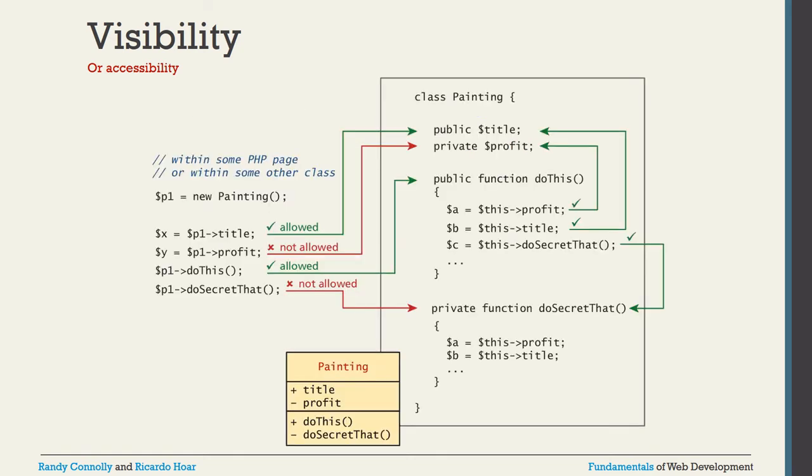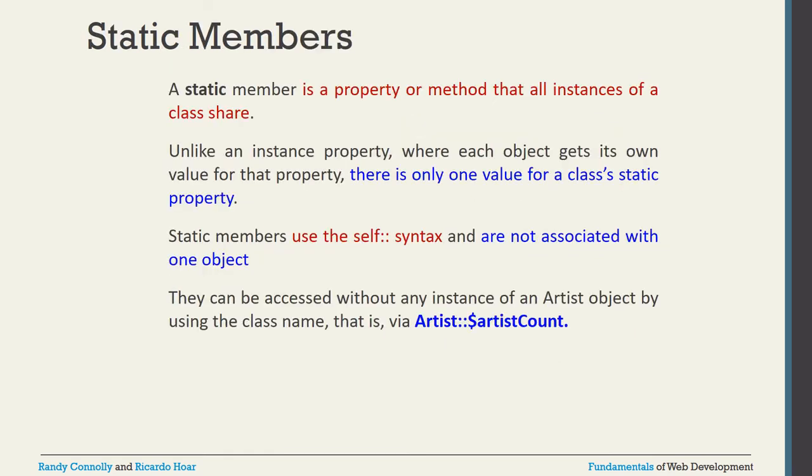So here you see, if you are writing public, it is allowed. If you are writing private, it is not allowed. You see here public title, private profit. So title is allowed, but profit is not allowed. Then again, a public function is allowed, but a private function is not allowed. In this way you can manage visibility in PHP.